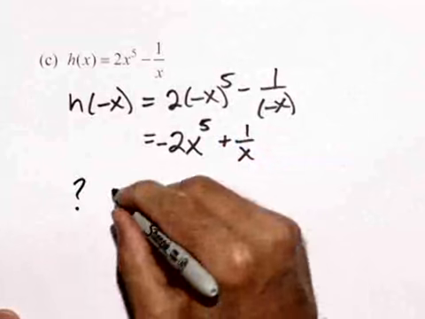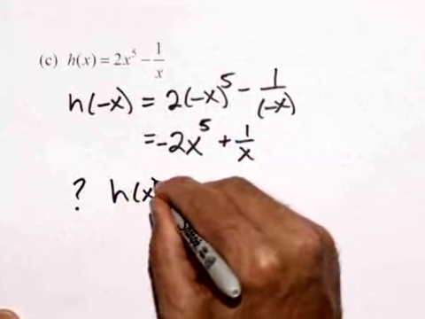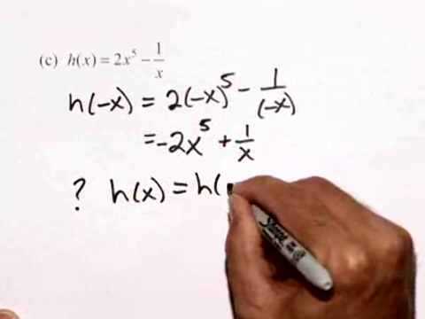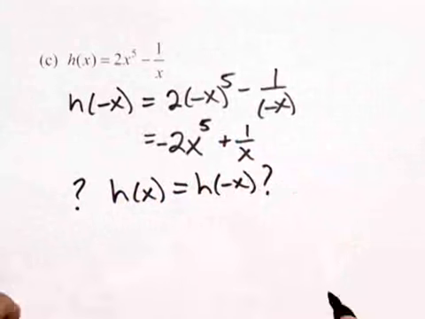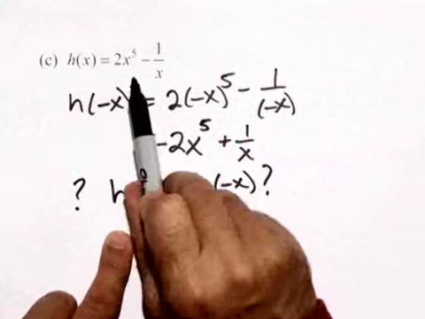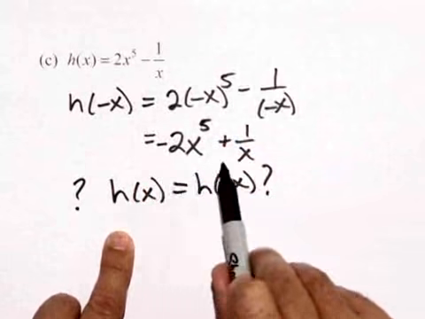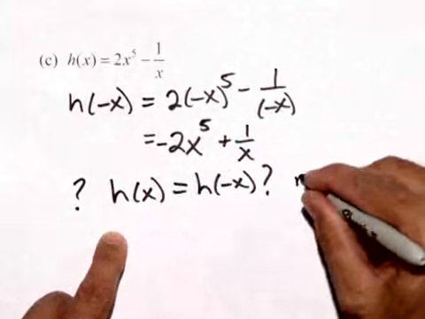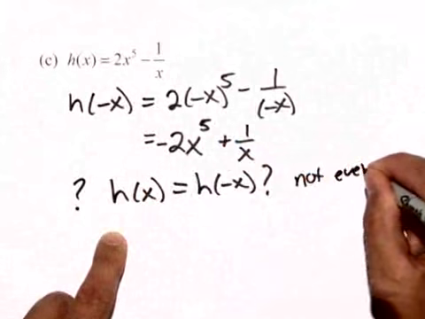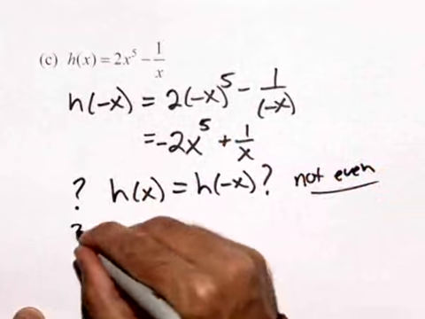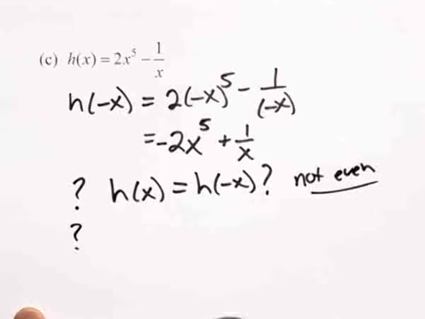Let's look at the first one. Let's see if we have an even function. Does h of x equal h of negative x? Well, h of x is 2x to the fifth minus 1 over x. That does not equal h of negative x, so it's not even.